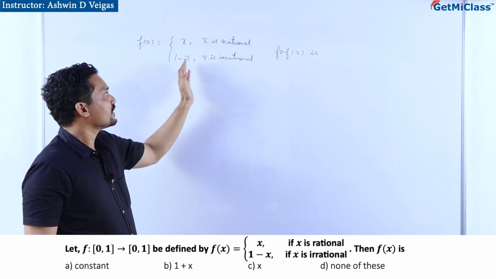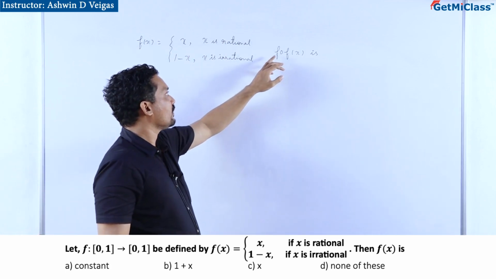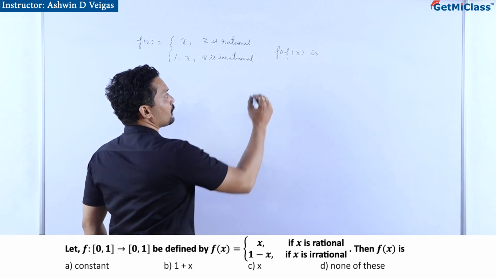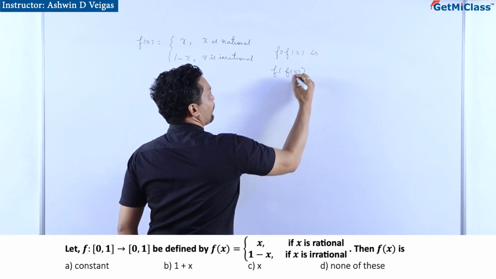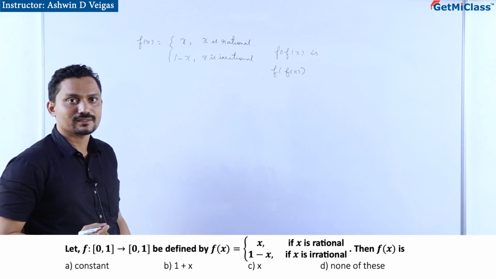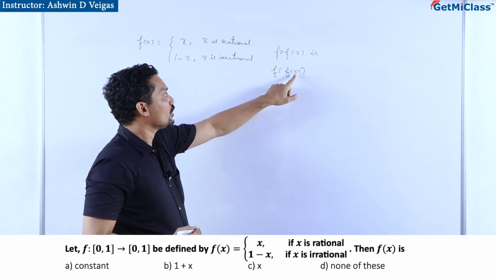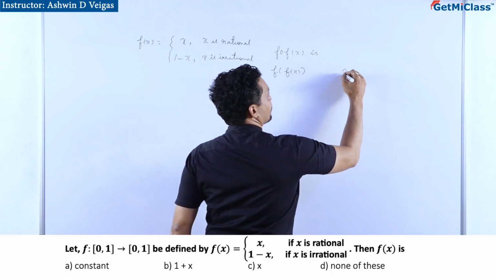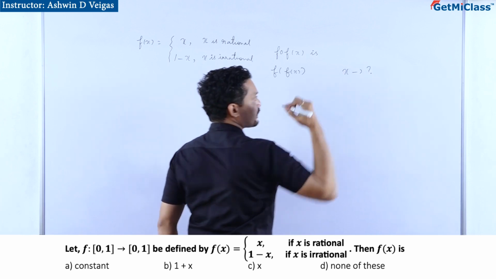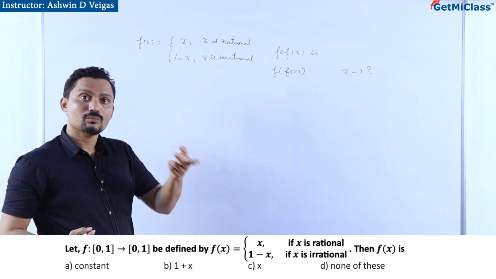f of x is given like this. They are asking what is f of x. So, that means we have to find what is f of x. So, that is the meaning of this. Now, students, they have not told us what is x. What is x? That means you have to go for both the cases.